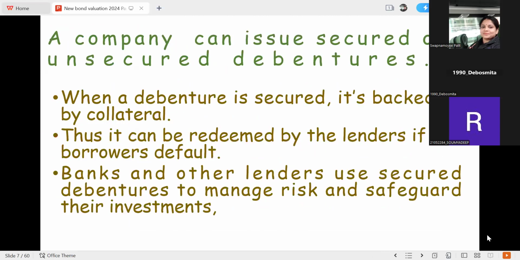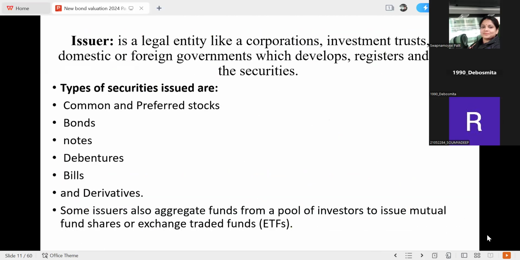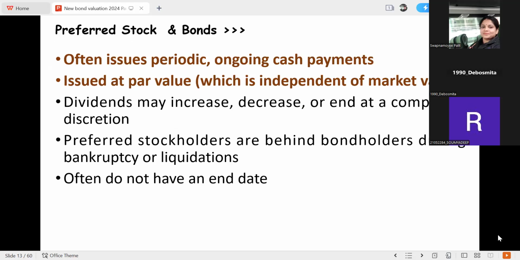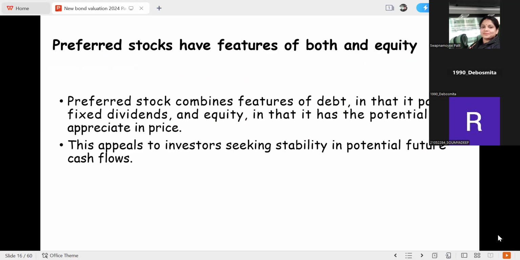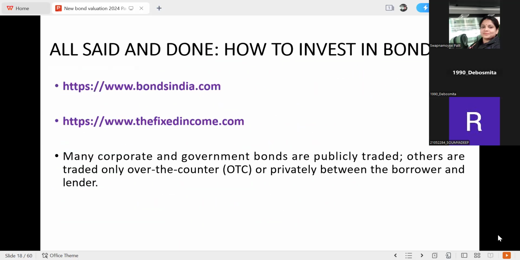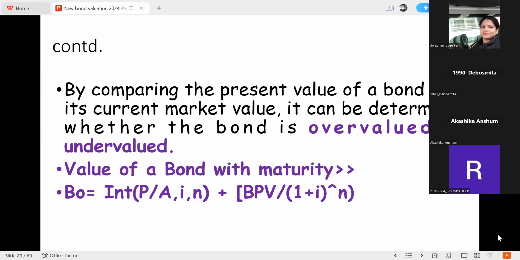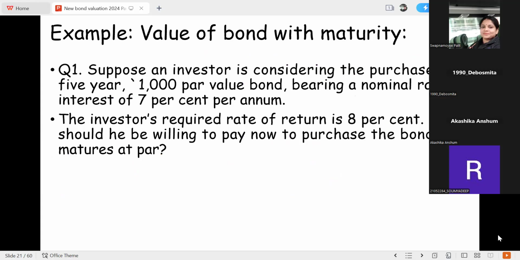Market value, features of bond, and wherever, you will interrupt. The difference between stock and bonds. Similarly, we have done different types of bonds. The three major types of bond are bond with maturity, pure discount bond, and then perpetual bond. Pure discount bond does not give you any interest rate, so it is known as zero coupon bond. And then you have your perpetual bond, and all the calculation we have seen last class, how to do it.